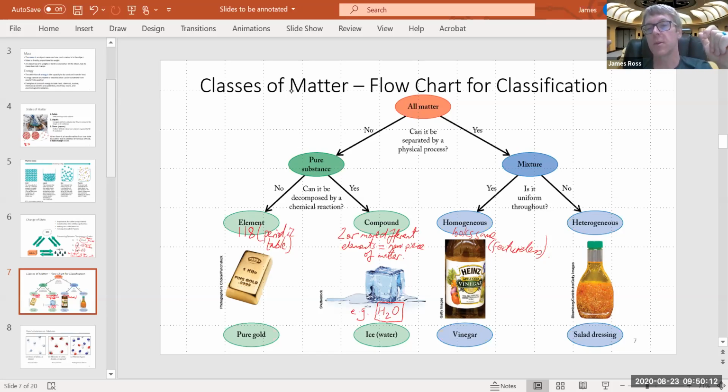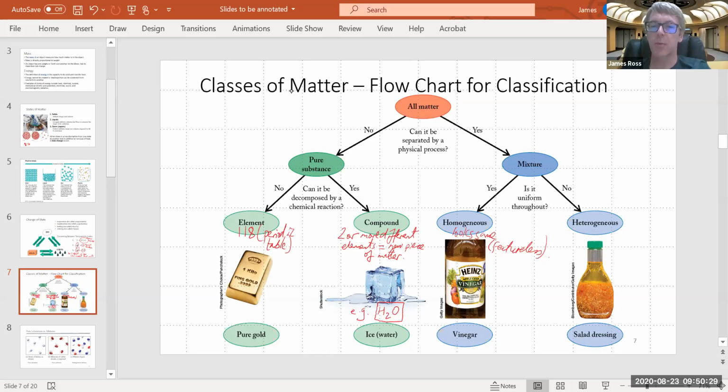Although we know it's a mixture because it contains acetic acid and water. This particular brand might have some sugar in it. I don't know. I can't see the label here. But it's definitely more than one type of chemical.